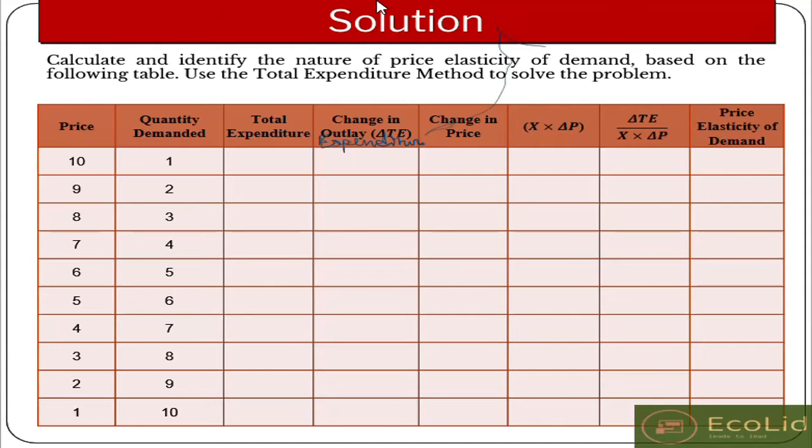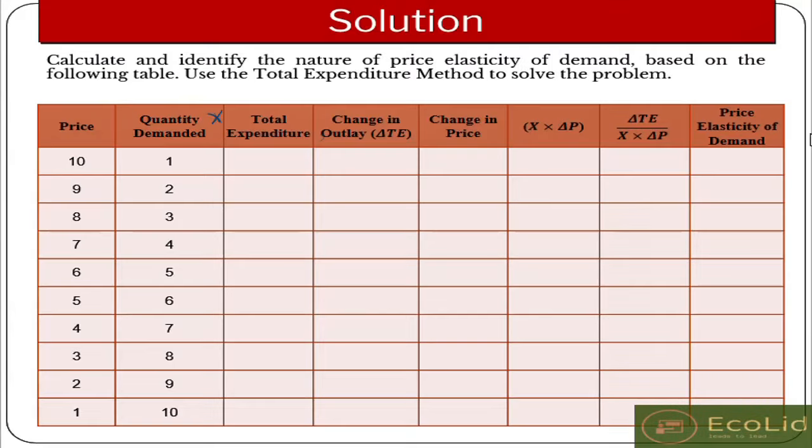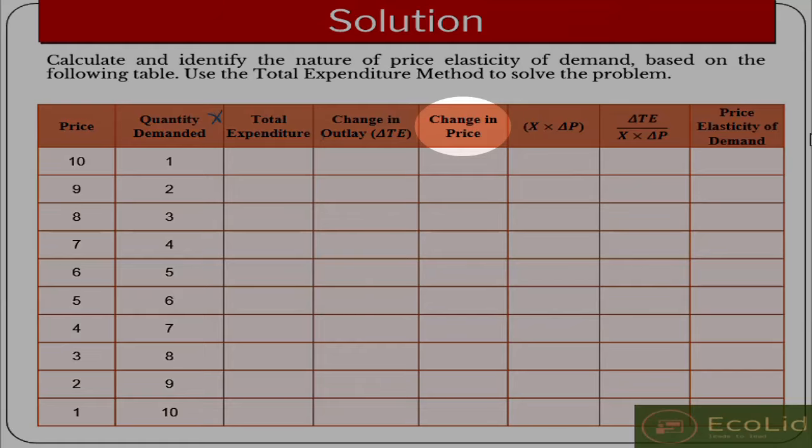Then change in the price. So change in the price, we can see here we need to add this column as well, and then finally we will multiply quantity, means this is the x, the quantity we already had. This quantity we will multiply with the change in the price that we will calculate here. So I am writing here del P because this is the change in the price.